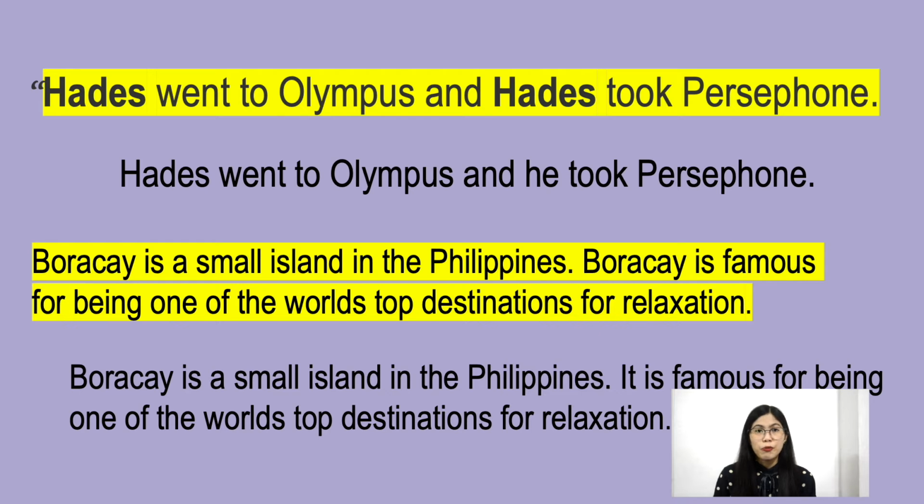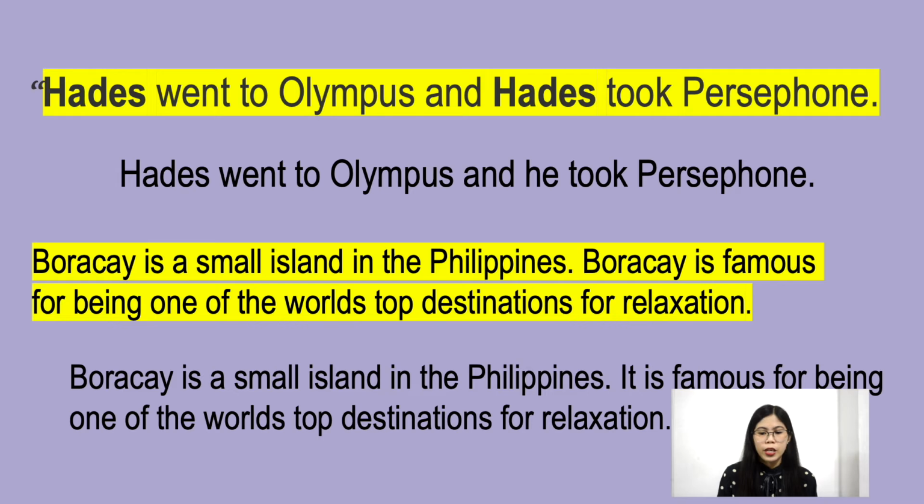Now to understand what a pronoun is, let's have examples. Observe the first sentence. Hades went to Olympus and Hades took Persephone. So without using the pronoun, the noun Hades is being repeated twice, which makes the sentence sound redundant. To avoid this, you have to use the pronoun he. So it will make the sentence like this: Hades went to Olympus and he took Persephone. So we replace the noun Hades with a pronoun he.